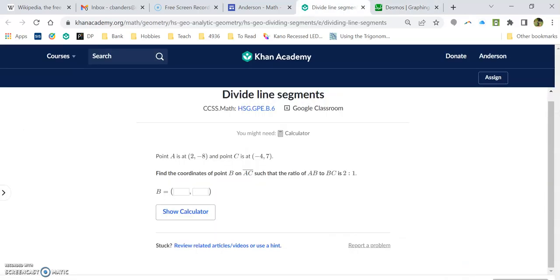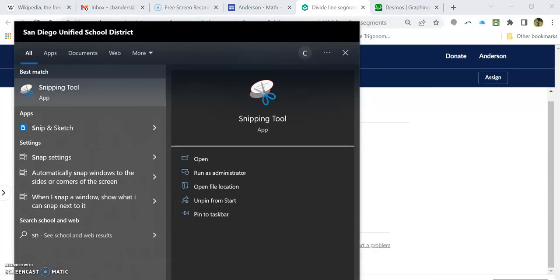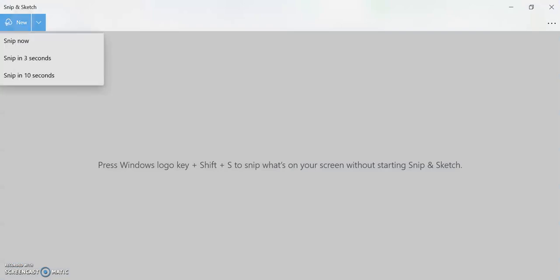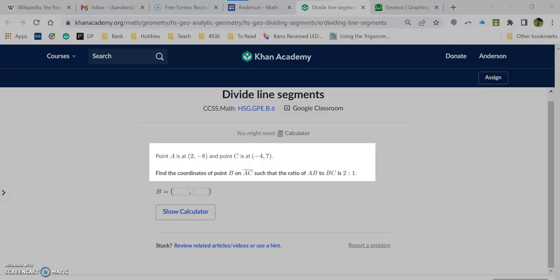I'm actually going to snip this too. Let's do that real fast. Okay.